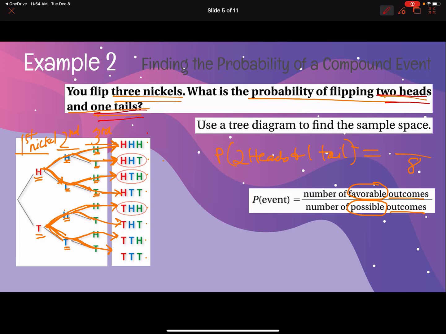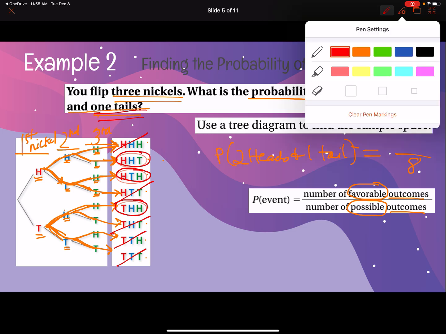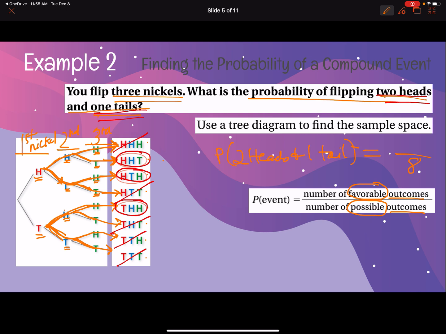So this head, head, head wouldn't work. I have a head, head, tail. This one would work. I have a head, tail, head. That would work. Head and 2 tails. Nope, we don't want that one. Tail and 2 heads. Yes, another one. 2 tails and a head. 2 tails and a head. 3 tails.